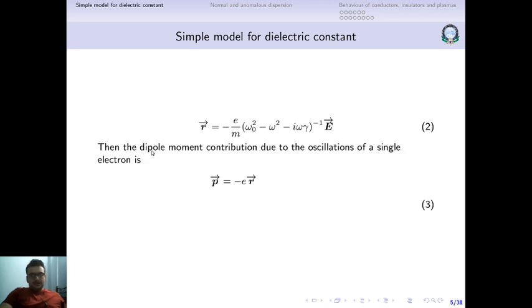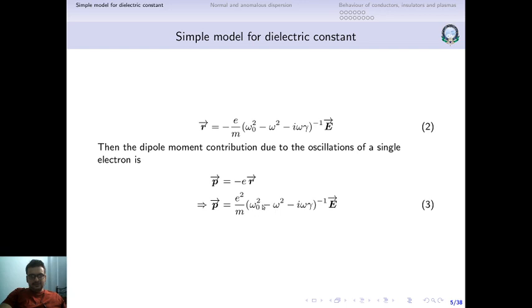So now the dipole moment contribution due to the oscillations of a single electron. I have a single electron which is oscillating, so it will contribute a dipole moment, and that dipole moment will be simply the charge times this R, so minus E times this R. So we just substitute this R over here, and that is going to give us the dipole moment. So this is what is happening here in equation number 3. This is the story so far. We have an electromagnetic wave which has a harmonic dependence on time, which is traveling through the medium, and it is going to oscillate the electron.